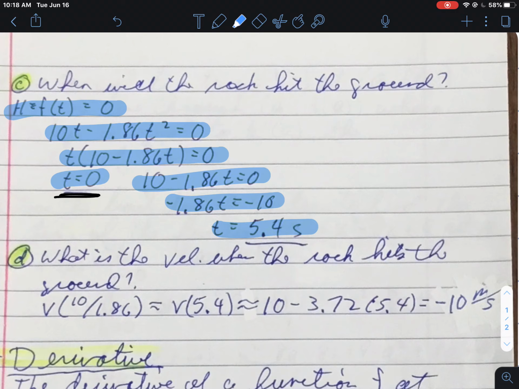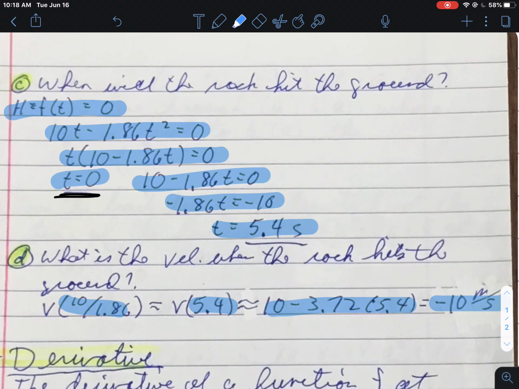And we just found that our t value there, or our a value, would be 5.4. Right, so I wrote it both ways. I plugged in the exact value. I also plugged in the approximate, and that's sufficient enough for applications. And then we just did the calculation. Now, notice what happens here. So I've got 10 minus 3.72 times 5.4. I end up with a value of approximately negative 10 meters per second.